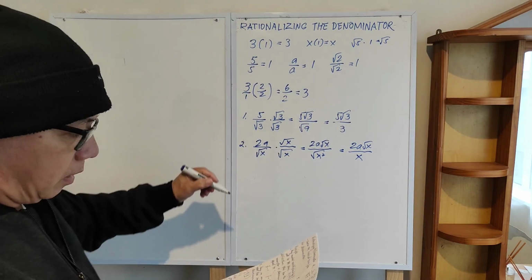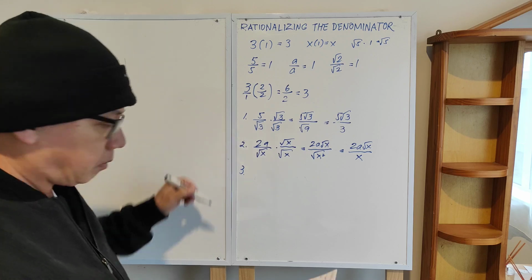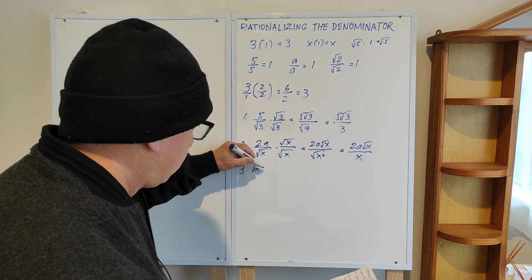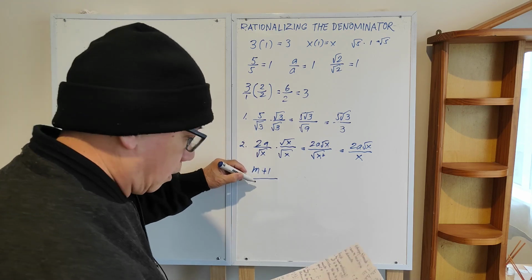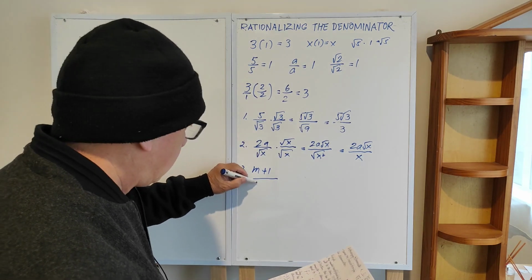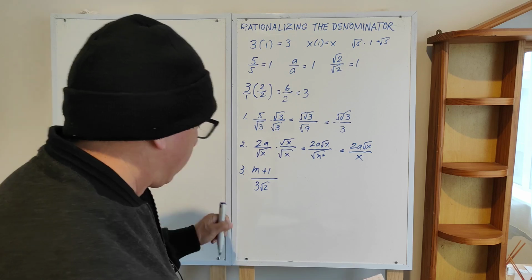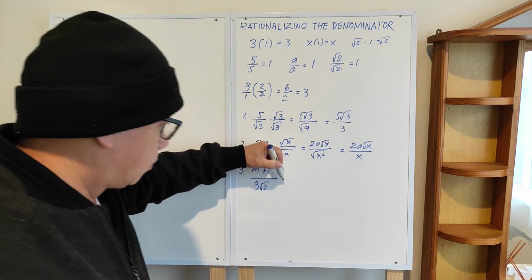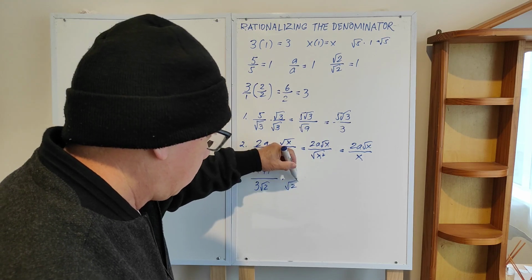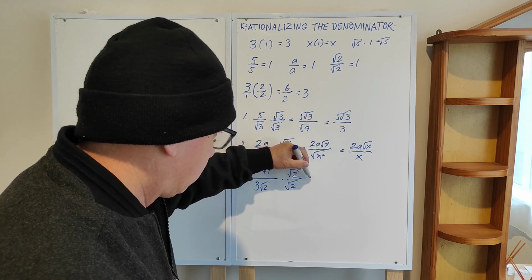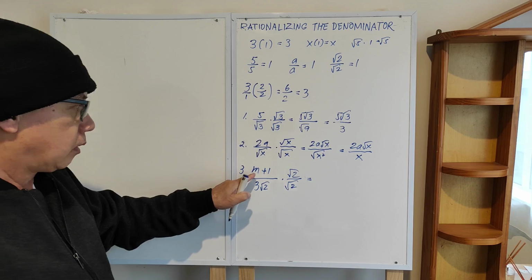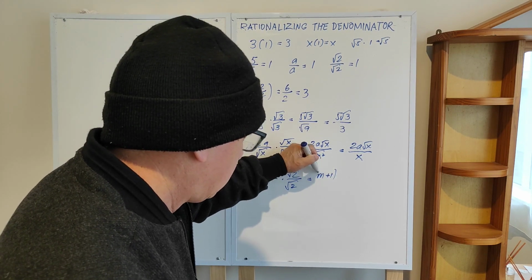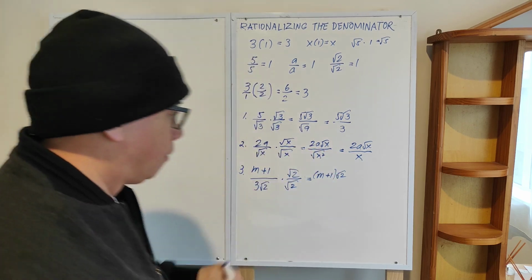Example 3. Now example 3 is a combination of a number and a radical. For example, m plus 1 over 3 square root of 2. 3 doesn't have a radical sign, so we only need to multiply by square root of 2 over square root of 2. So m plus 1 times square root of 2 will be m plus 1 square root of 2.